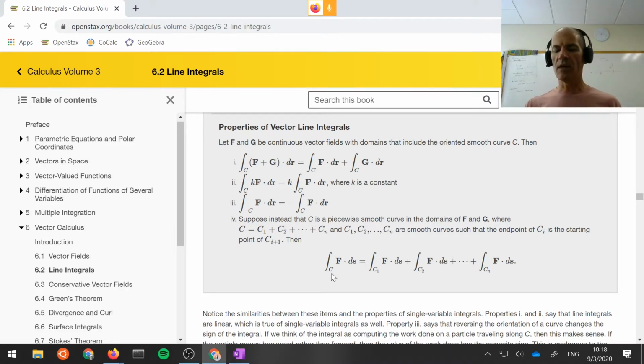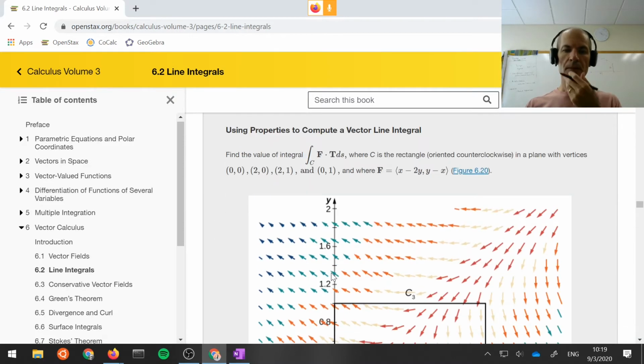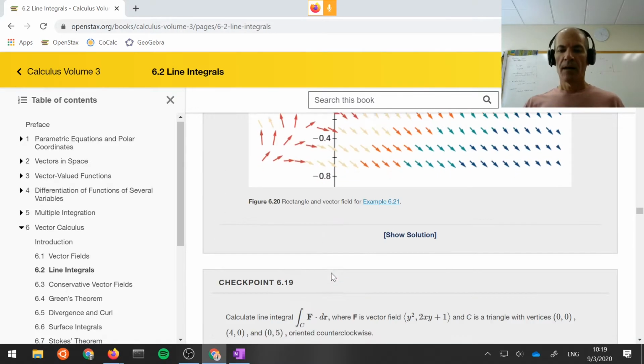This is pretty reminiscent of integrating back in Calc 2, where you could break up the interval of integration at any point in the middle of the interval, say a to c, c to b, and then add them together. It's a generalization of that idea along curves.